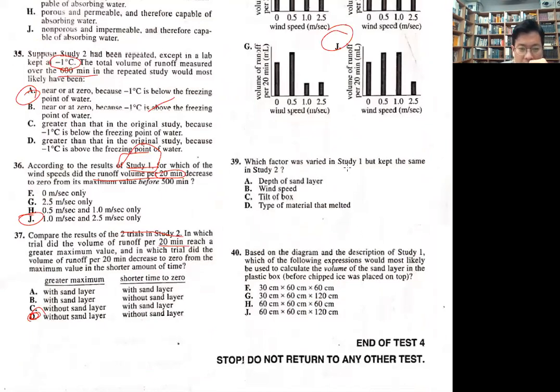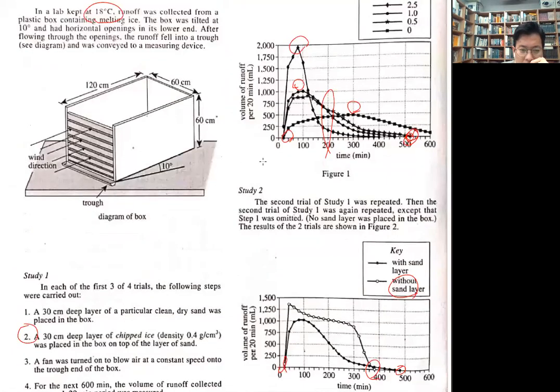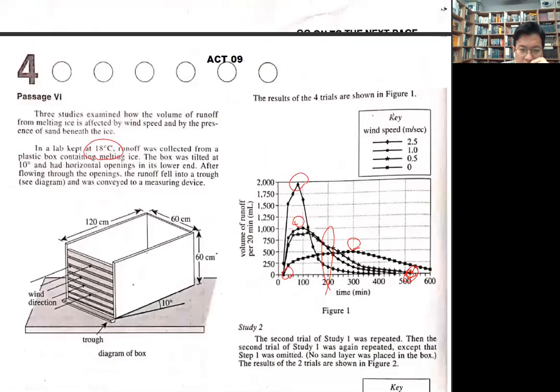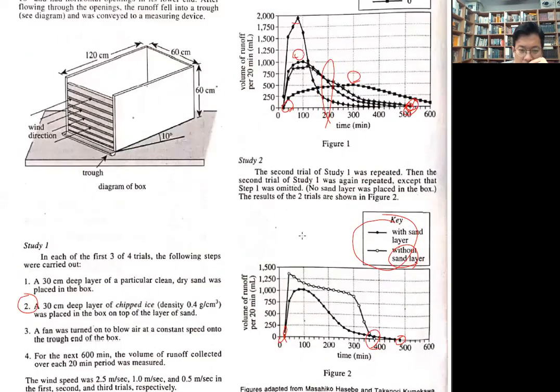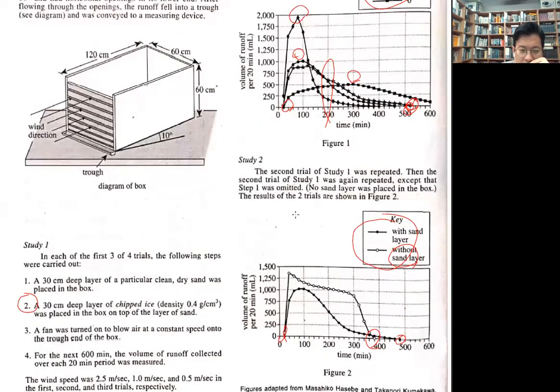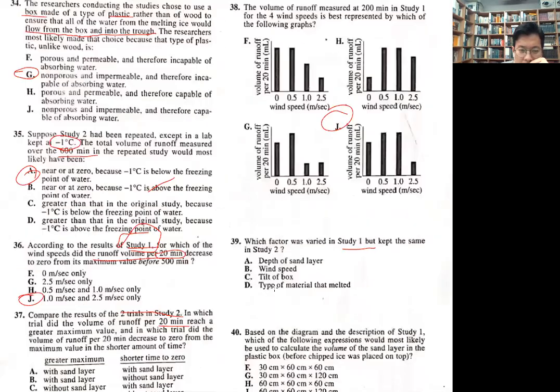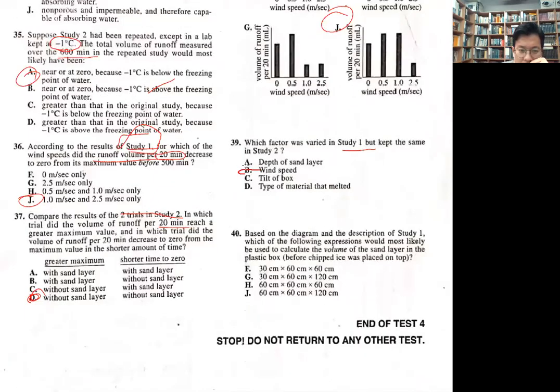Then two factors varied in study 1 but were kept the same in study 2. Study 1 is wind speed, and this has nothing to do with wind speed. Yeah, wind speed is supposed to be the same because it doesn't really say much about it. So wind speed.